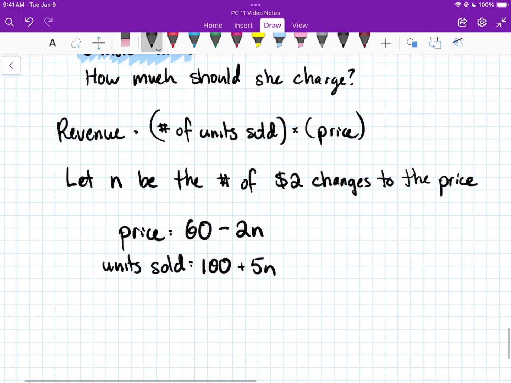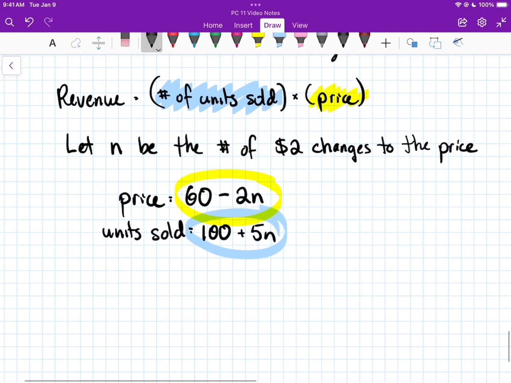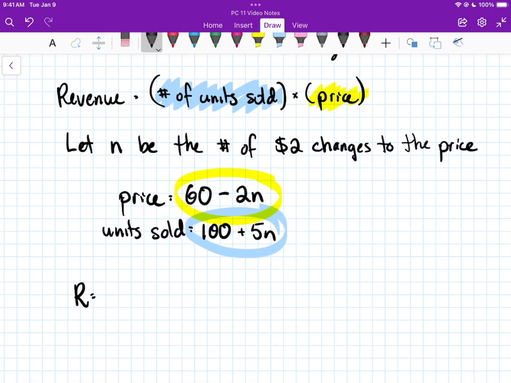So we can take these two things, our price and our units sold, and we can basically just put them into this revenue formula that I gave you up here. So we're going to replace price and units sold with these two binomials. If we do that, we end up with R instead of revenue equals (100 + 5n)(60 - 2n). And then if we stop and look at that, that looks like something we can work with. That's actually going to be quadratic. But now we've got to make something out of it.